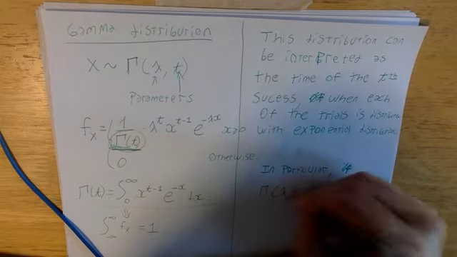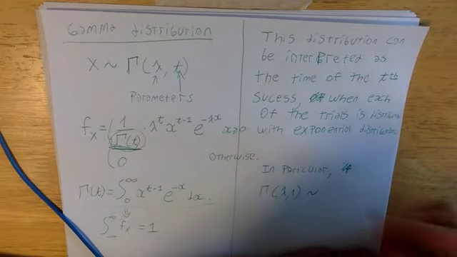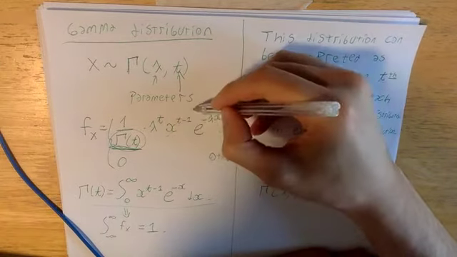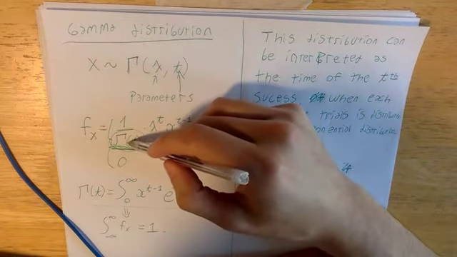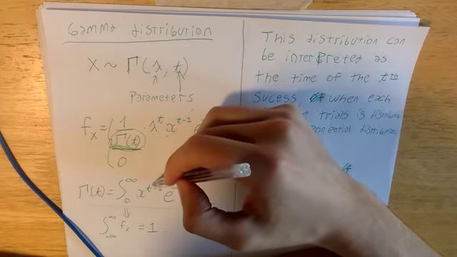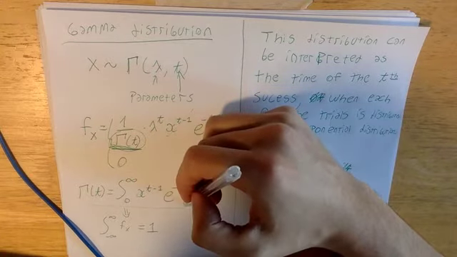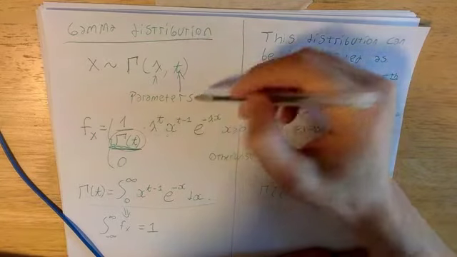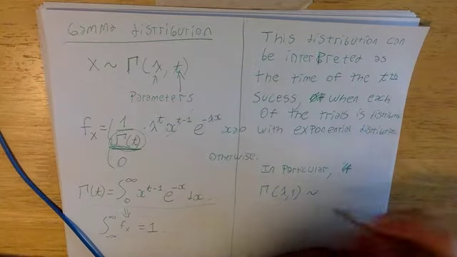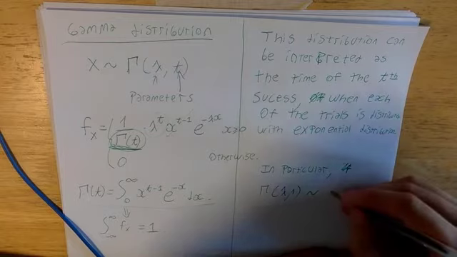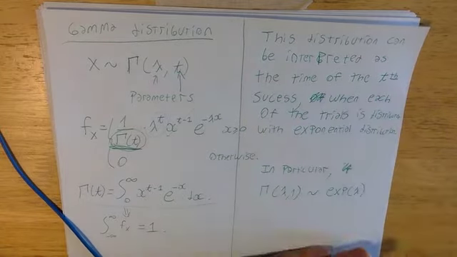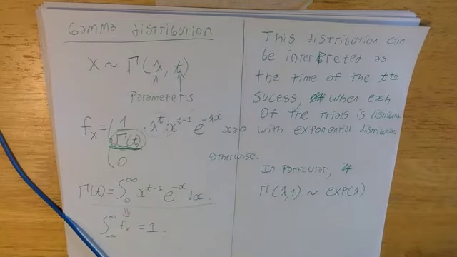So in particular, gamma of lambda, 1 is exactly distributed. If you put t equals 1, this gamma of t is just the integral of this, which is equal to 1. And lambda to the t is lambda to the 1. So gamma of lambda, 1 is just distributed as an exponential with parameter lambda.